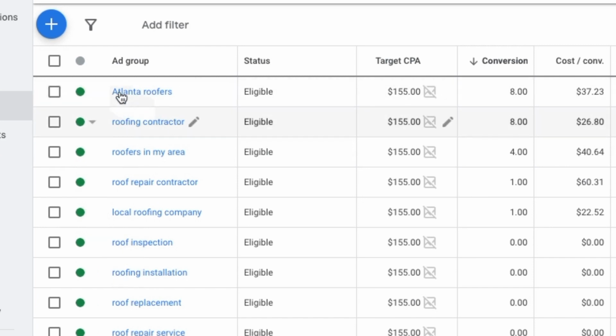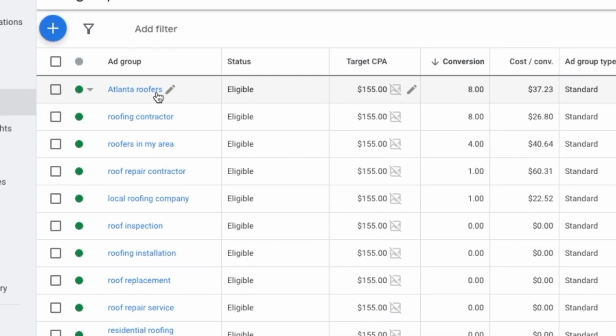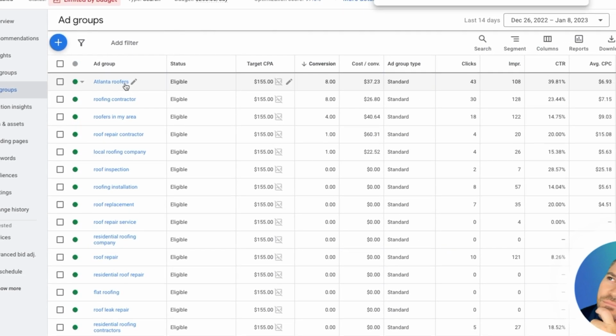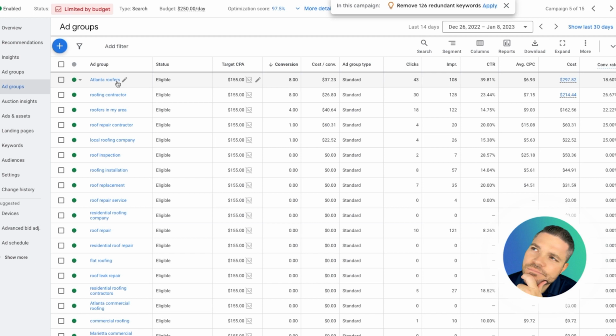So for instance, Atlanta roofers will have all of the Atlanta roofers keywords and ads that will be closely related to this term inside of this ad group. And that helps to control the narrative of what the consumer is searching for and what they're presented ad-wise. It helps to increase the click-through rate.